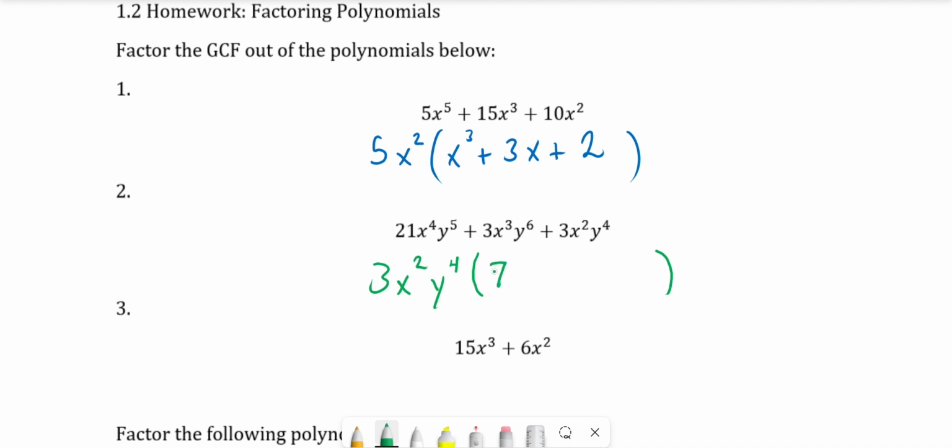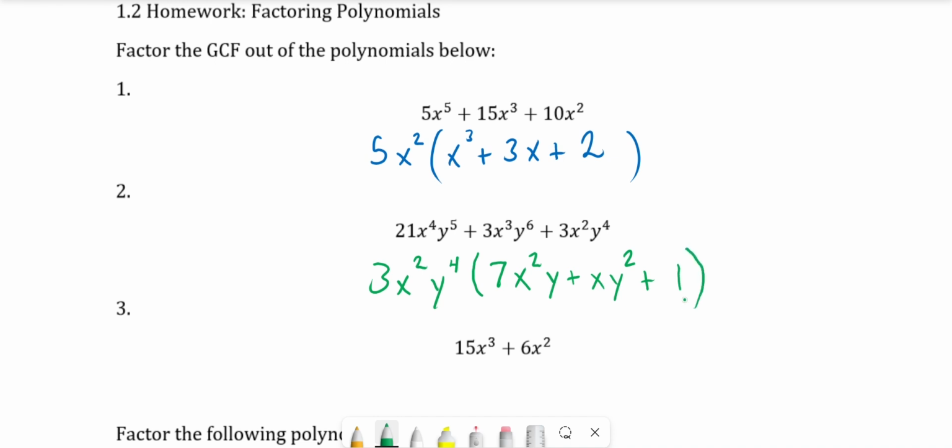Dividing from 21, I get 7. Dividing out x squared, I get another x squared. And dividing out 4 y's, we get a single y remaining. Plus, dividing by 3, we get 1. Dividing by x squared, we get x. And dividing by y to the fourth, we get y squared. Finally, dividing by 3, we get 1. Dividing by x squared, we get 1. And dividing by y to the fourth, we get 1.